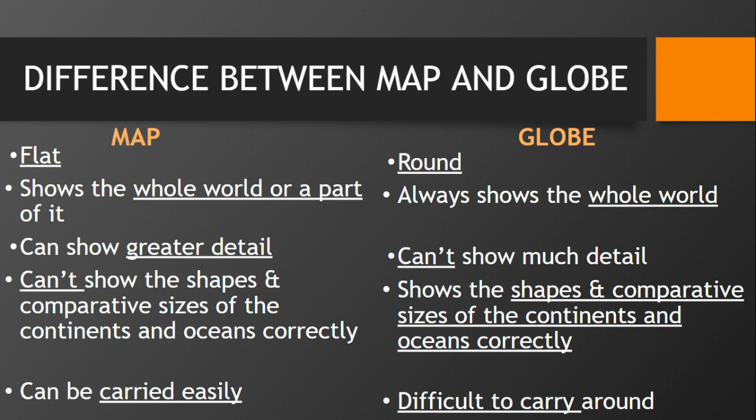Map can show greater detail, but on the other hand, globe cannot show much detail. Maps can't show the shapes and comparative sizes of the continents and oceans correctly, but the globes show the shapes and the comparative sizes of the continents and oceans correctly. This you have seen in the Antarctica example. The last one is that map can be carried easily because they can be folded, and globe can be difficult to carry around.